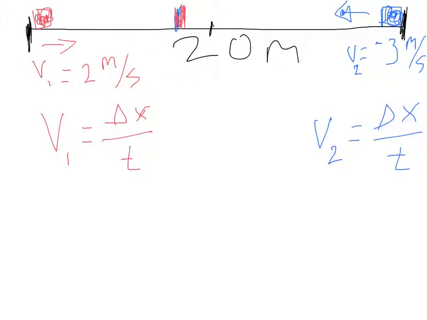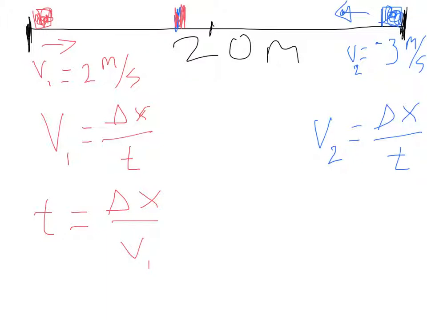We want to get rid of time. That means we can solve each equation for t and then substitute one equation in for the other. That is how we can eliminate time, solving our system of equations using substitution. I'm going to look at this first equation. If I multiply both sides by t, and then I divide by velocity 1, I get t is equal to delta x all over velocity of the first cart.